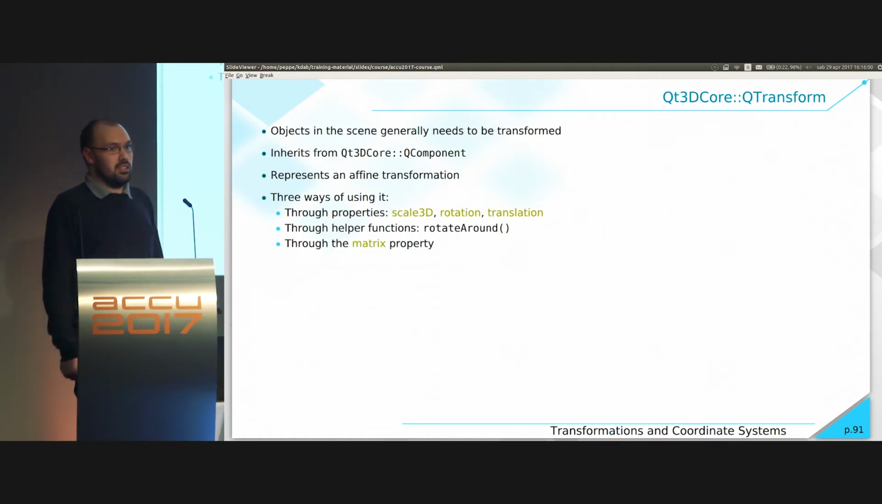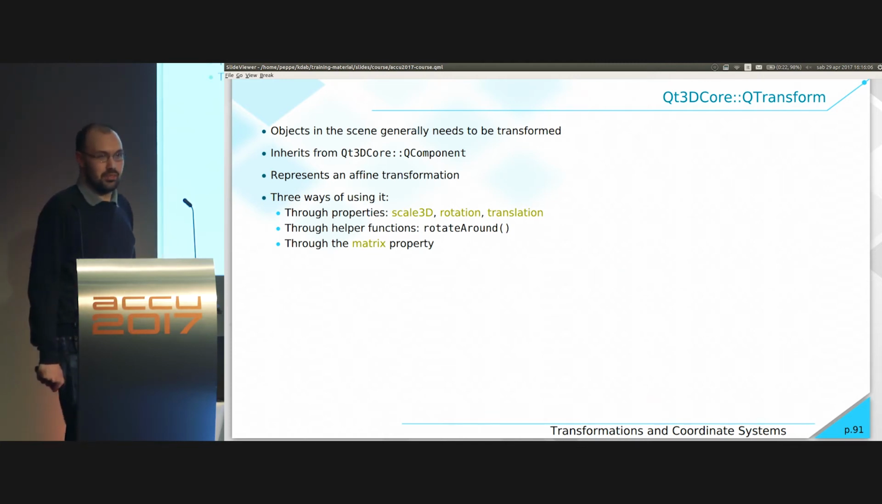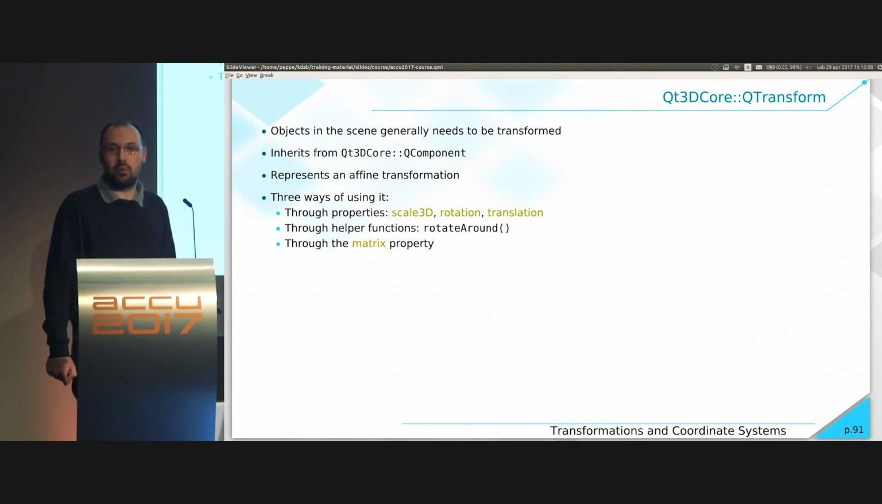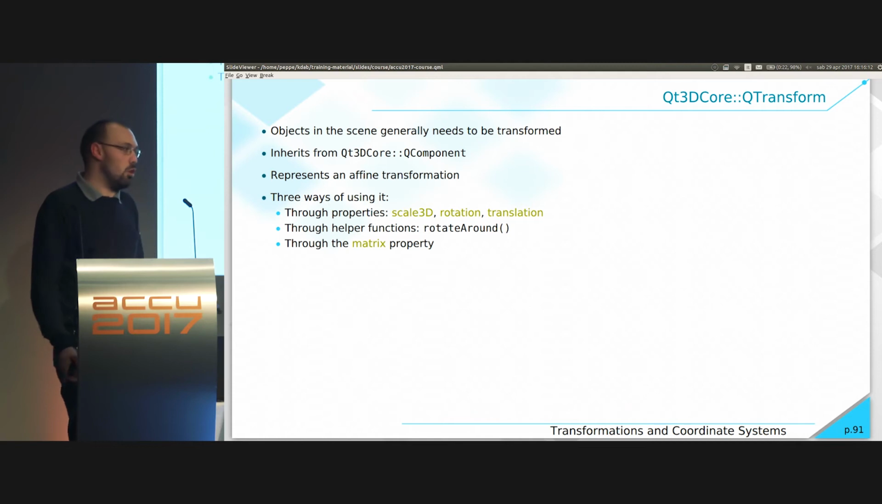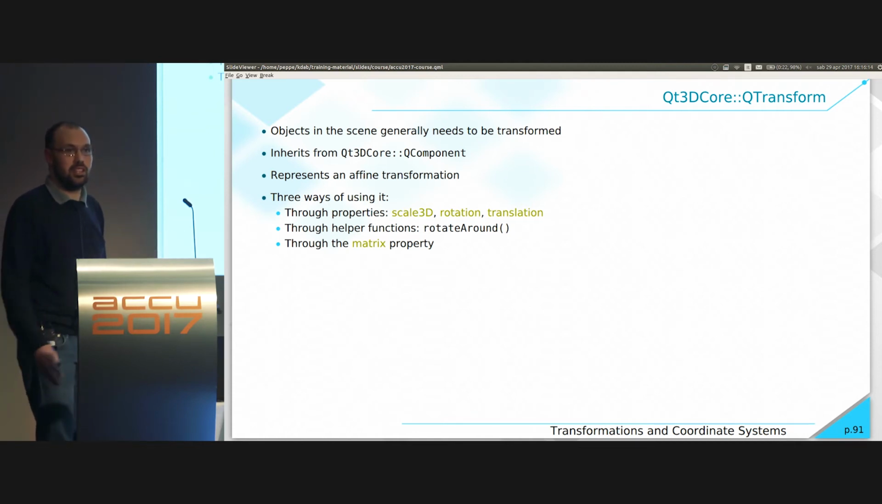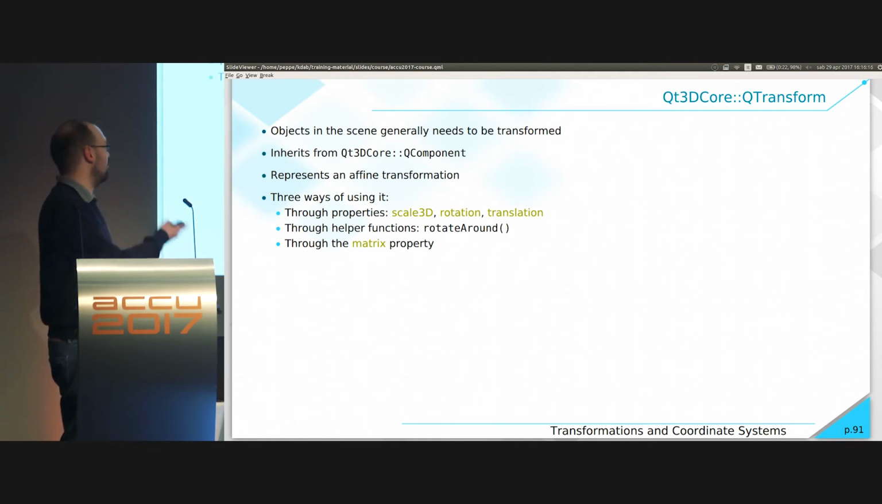So the very first one, which goes from model to world, is specified using QTransform. This is a very simple class that wraps a 4x4 matrix. However, it also has lots of convenience over it, so you don't need to actually build this matrix. It can do it for you.